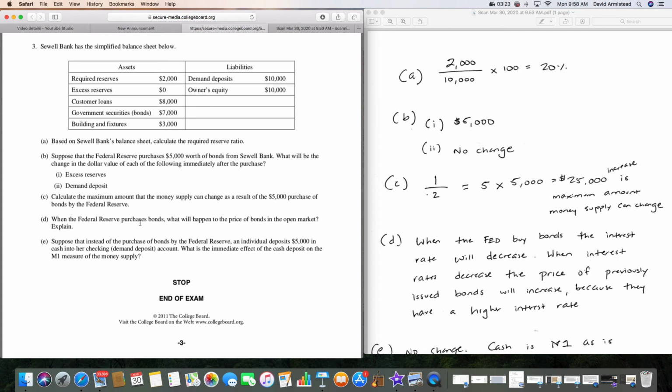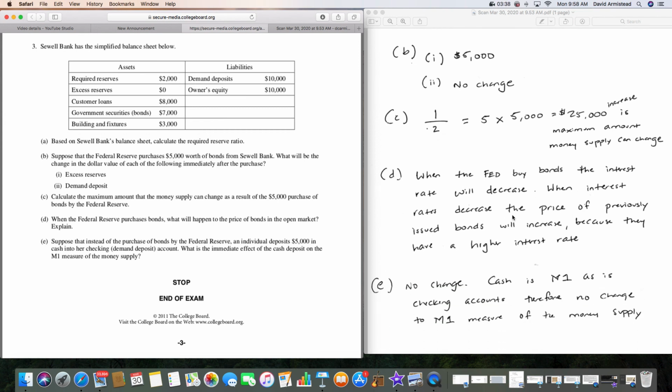When the Federal Reserve purchases bonds, what will happen to the price of bonds in the open market? Well, just remember, when they buy bonds, that's going to impact the interest rate, right? Interest rates are going to go down. Buy bonds, big money, interest rate goes down. Think of that money market graph. When the Fed buys bonds, the interest rates will decrease. Remember, the price of bonds and interest rates have an inverse relationship between each other.